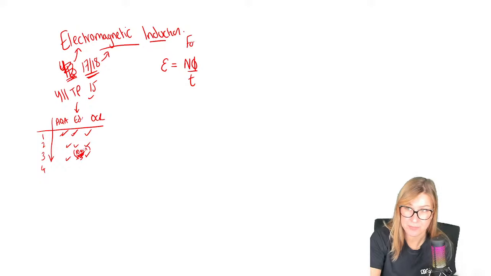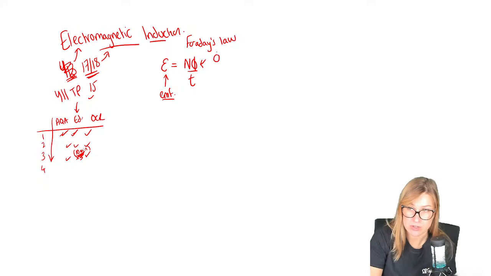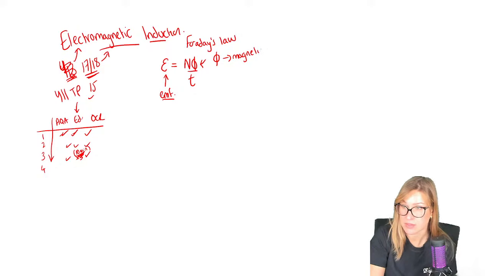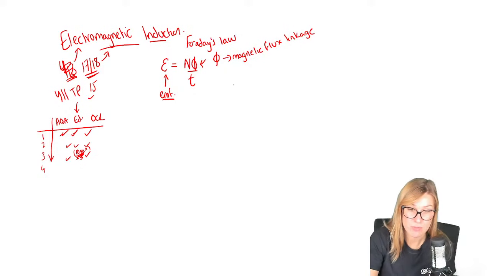It's called Faraday's law. Aaron, have you heard of Faraday's law? So Faraday's law tells us that that little e stands for EMF. The EMF induced is directly proportional to the rate of change of magnetic flux linkage. That symbol there stands for magnetic flux linkage. Yes, you have. Happy days. And magnetic flux linkage is B times A.